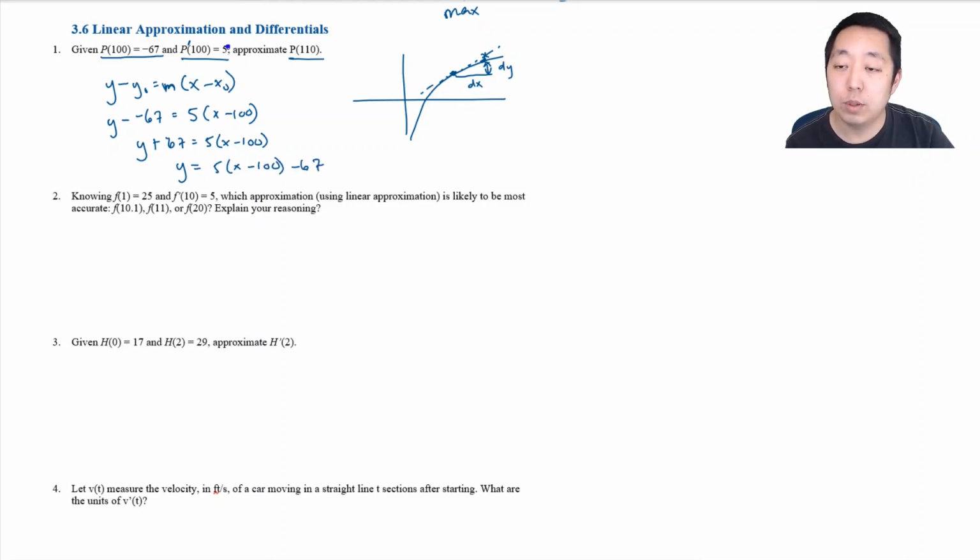And so if I were to use a linear approximation, I would say y of 110, for example. I plug in 110 here. It would be 5 times 110 minus 100 minus 67. And I would get 5 times 10, that's 50, minus 67. And that's equal to negative 17, right? Okay, so that's the way we do it with linear approximation.